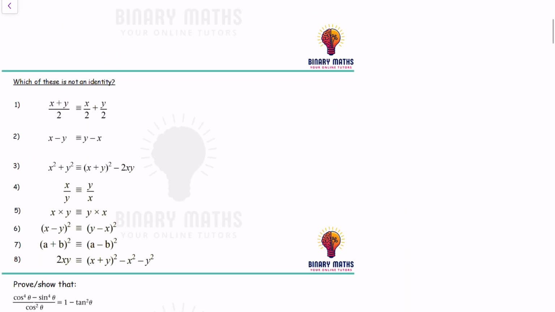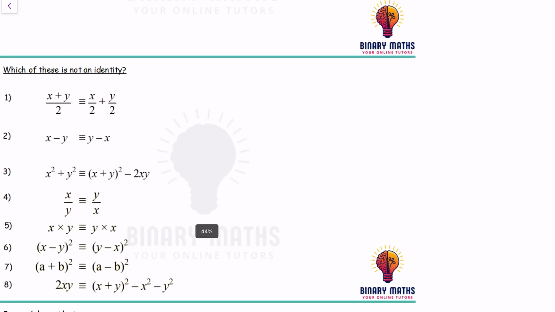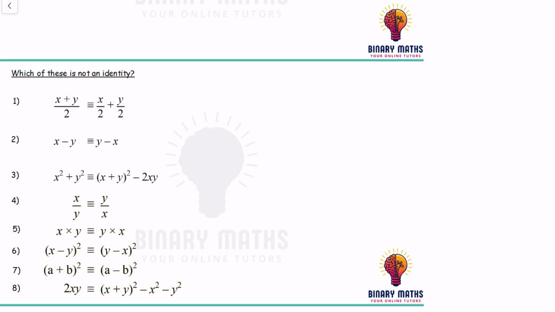Okay, so which of these is not an identity? So is (x plus y) over 2 the same thing as x over 2 plus y over 2? Yep, it's the same thing. You can separate at the numerator. So that is definitely an identity. x minus y, is it identically equal to y minus x? No, because subtraction is not commutative. So it's not the same. So we can say nope. Okay, so 3 minus 1 is not the same thing as 1 minus 3.